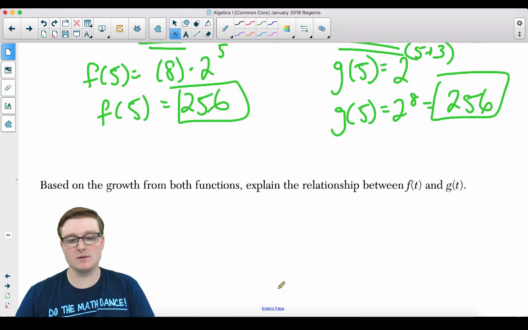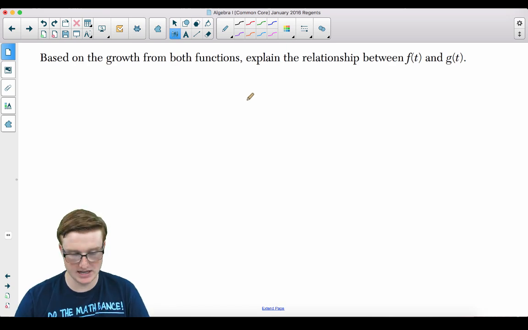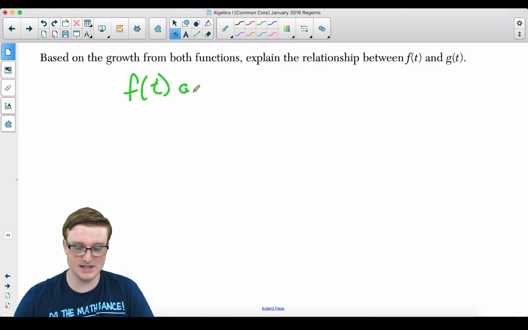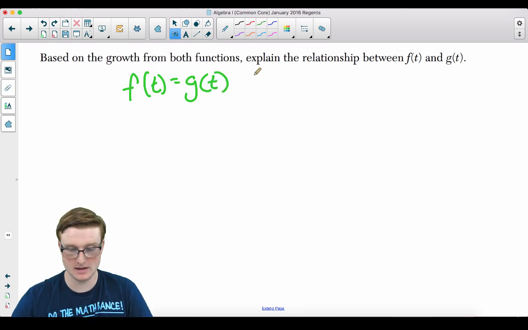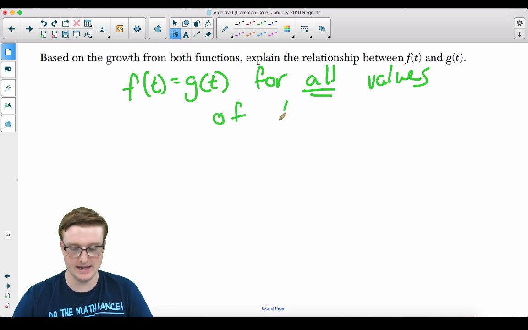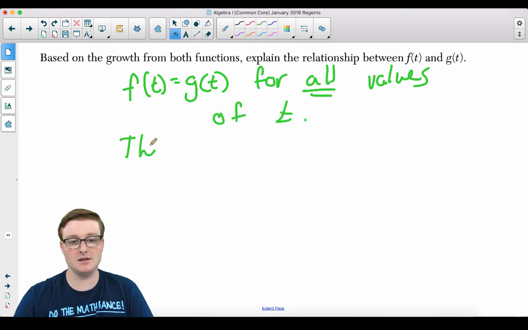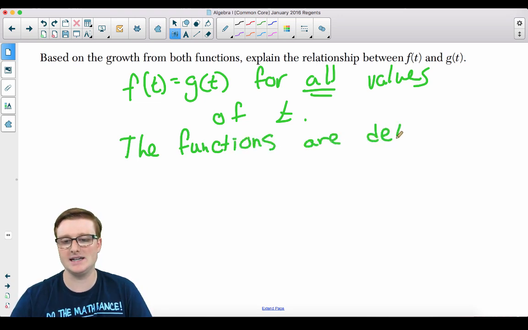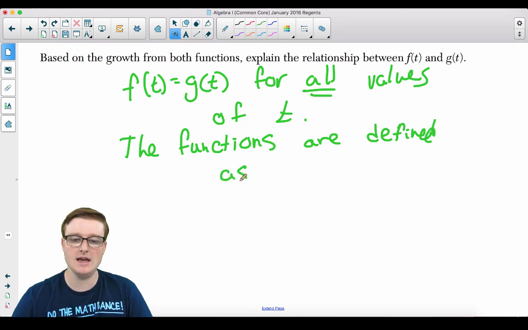So, based on the growth from both functions, explain the relationship between f of t and g of t. So, the relationship is f of t is equal to g of t for all values of t. Because the functions are, I'm going to say, the functions are defined as the same equation.